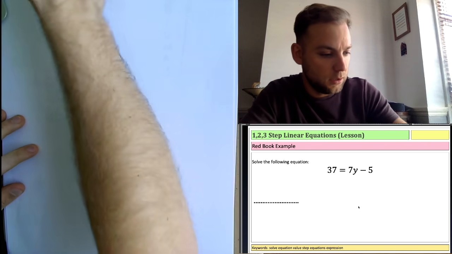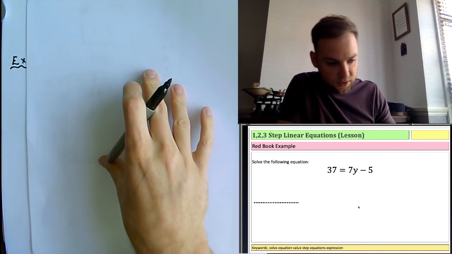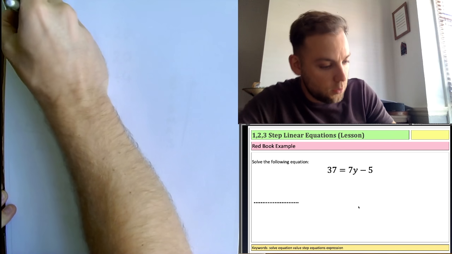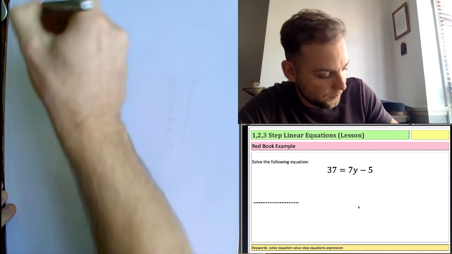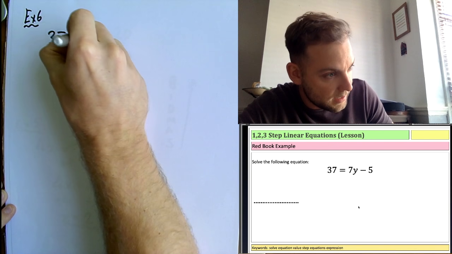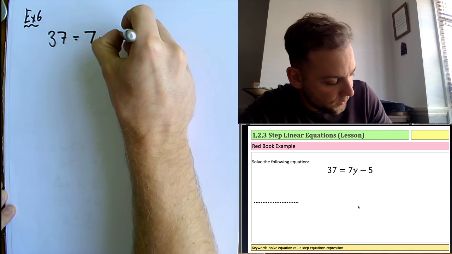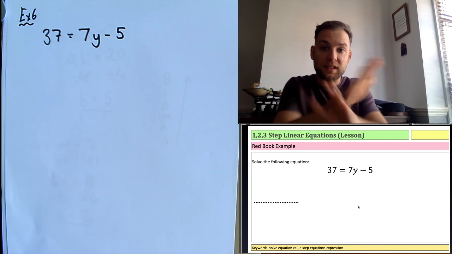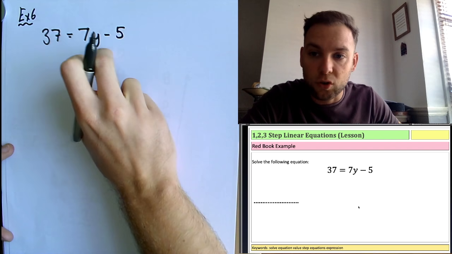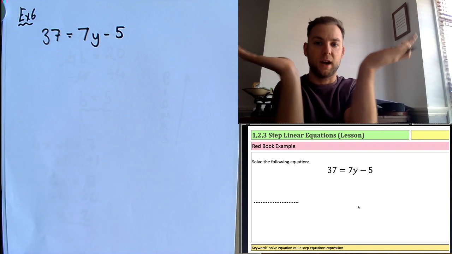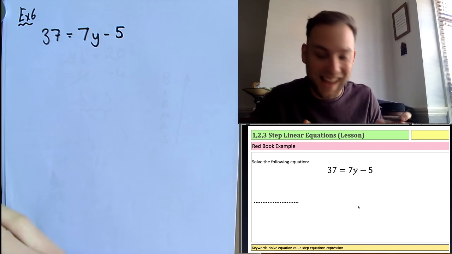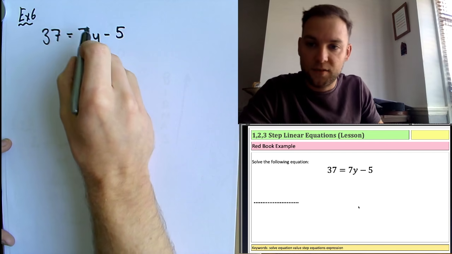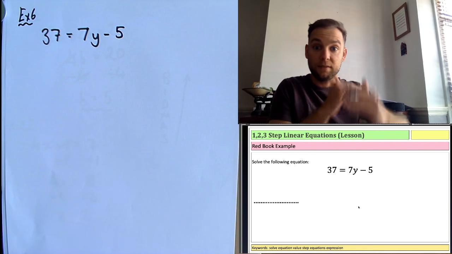So now we're on example 6, and here I've got 37 is equal to 7y minus 5. Now with this one, it doesn't matter that things are the other way around. I'm still solving, because we're balancing, it doesn't matter whether it's this way or this way, they stay the same. So remember, I need to get rid of this subtract before I get rid of the times by 7y using inverse maths.